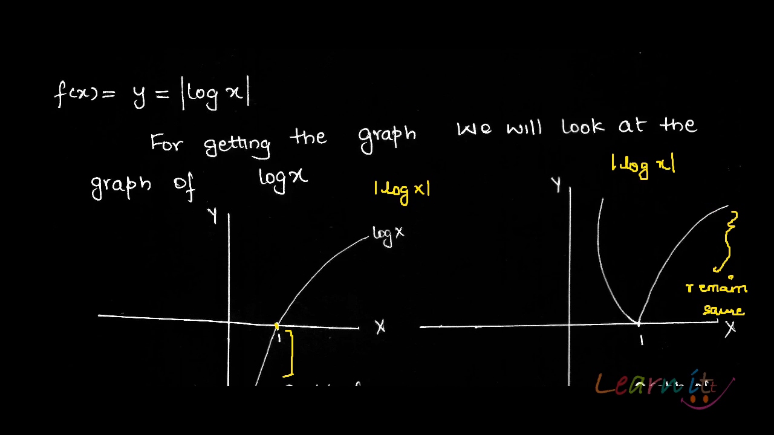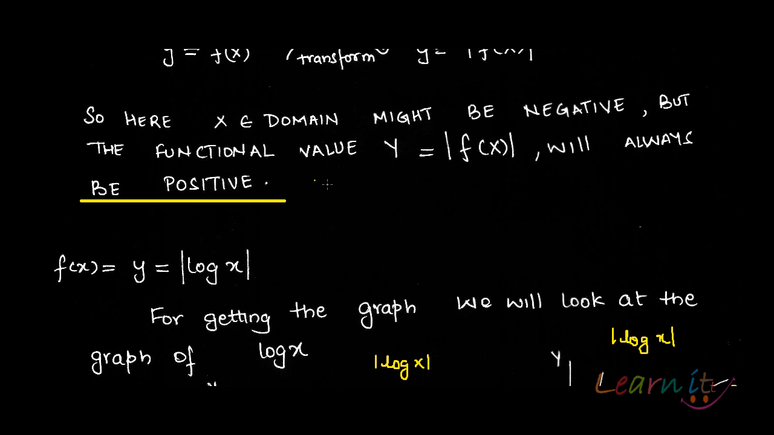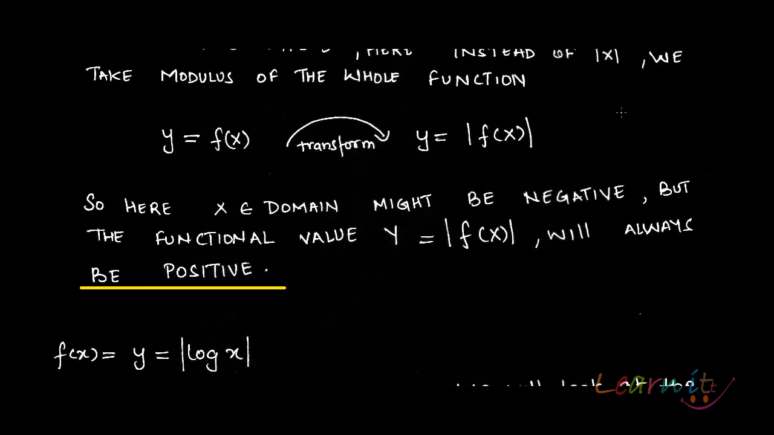So understand here one thing, that all your y's will turn positive by taking the modulus function. So that's the transformation y equals mod f(x). That's how it's going to run.